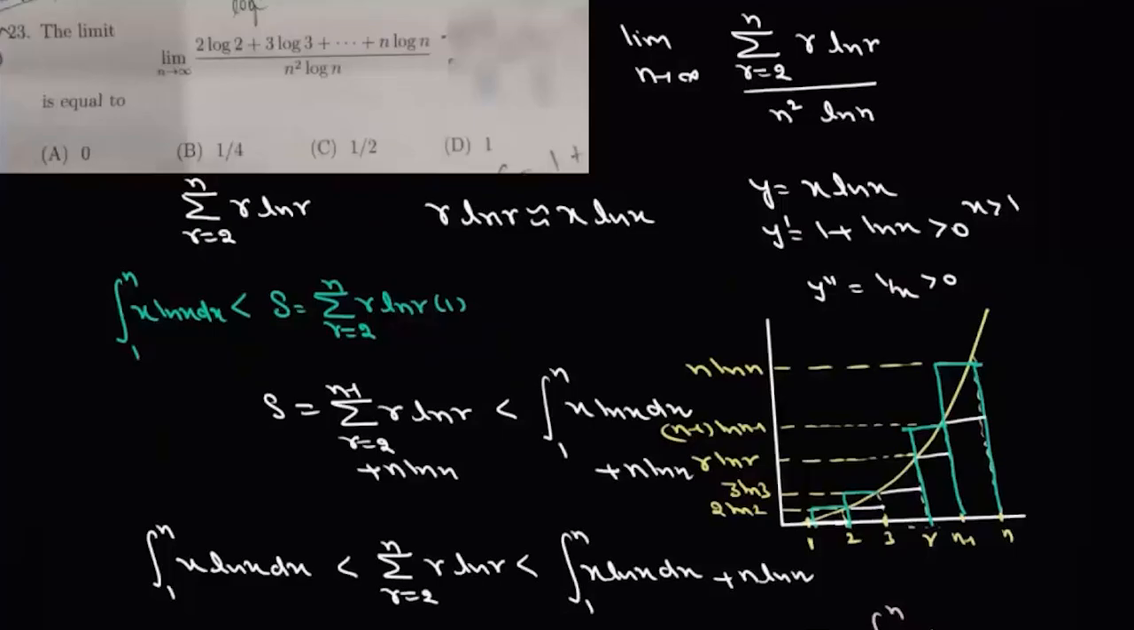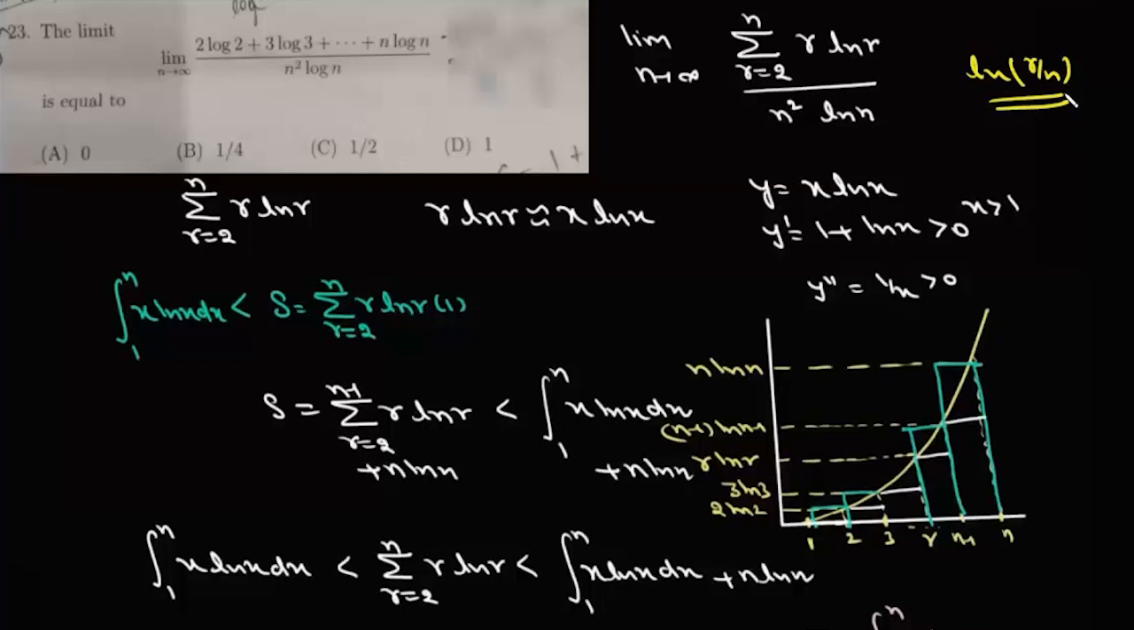Now the question is, we need to solve this limit, which is the limit as n tends to infinity of (2 log 2 plus 3 log 3 plus ... plus n log n) upon n square log n, which we can write as the limit as n tends to infinity of the summation r varies from 2 to n of r log r upon n square log n. Now had it been log r by n, this problem would have been reduced to integral form, but in this case we have log r upon log n and not log r by n, so we cannot change it here.